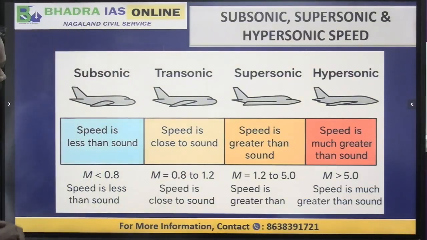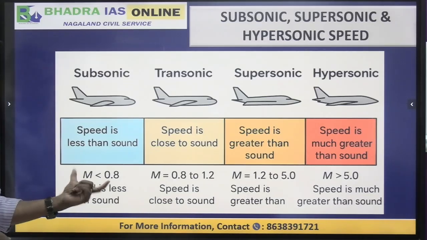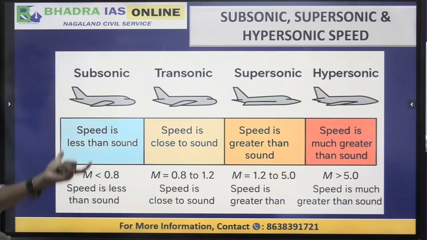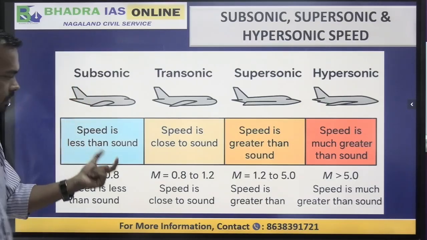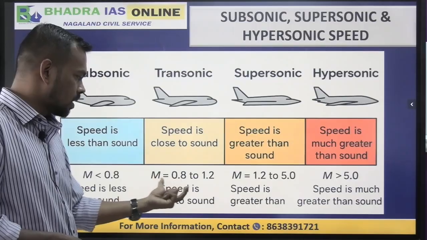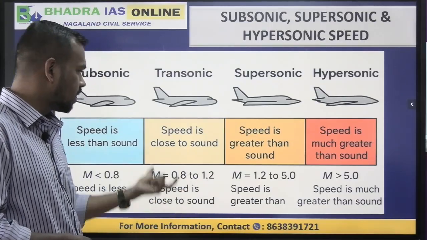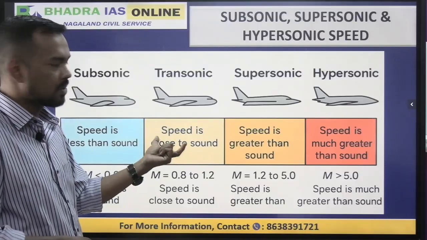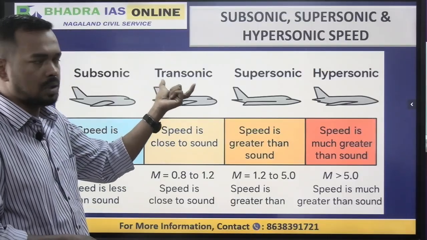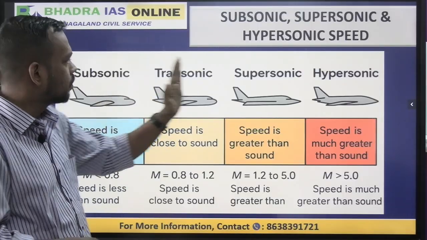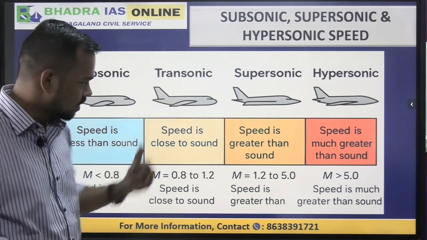By this we can now categorize the different types of speeds. Since Mach 1 is the speed of sound, below Mach 1, taking a margin of less than 0.8 Mach, that will be known as subsonic speed, that is less than the speed of sound. From 0.8 Mach to 1.2 Mach, it is almost close to the speed of sound, so that is known as transonic speed, because it is going from subsonic to supersonic.